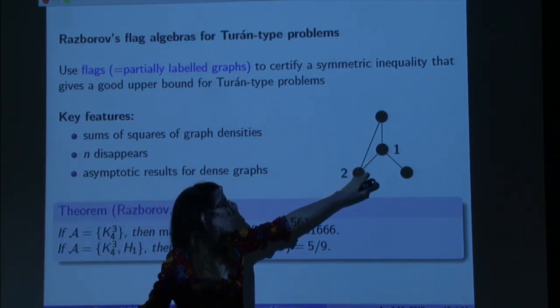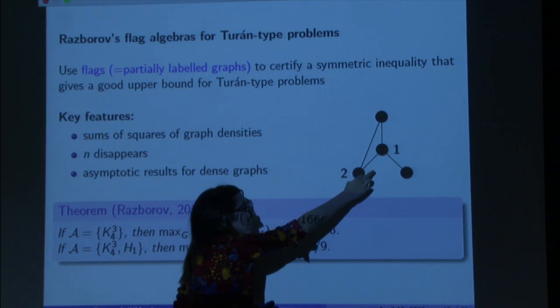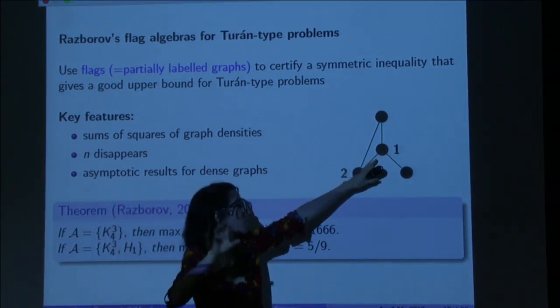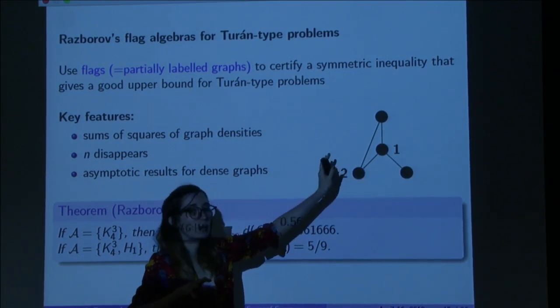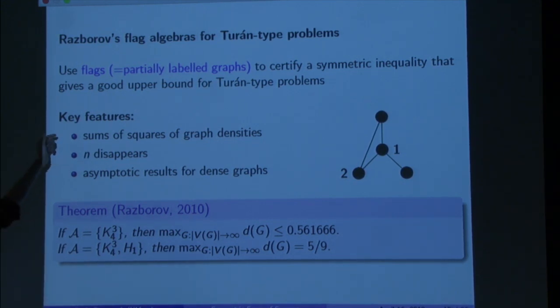Basically, what you do is you send these small labeled graphs into a bigger graph. The vertices that are labeled are going to be sent to a particular place. So you know exactly where vertex 1 goes inside your bigger graph and where vertex 2 goes. Everything else can go anywhere. So you have a part that goes to a fixed place, and then the rest can go anywhere. So it looks like a flag. This is why he called them flags. And that's why we needed yet another thing called a flag. So the key feature of what Sasha does is that you have sums of squares of graph densities, right? So you don't have sums of squares of polynomials.